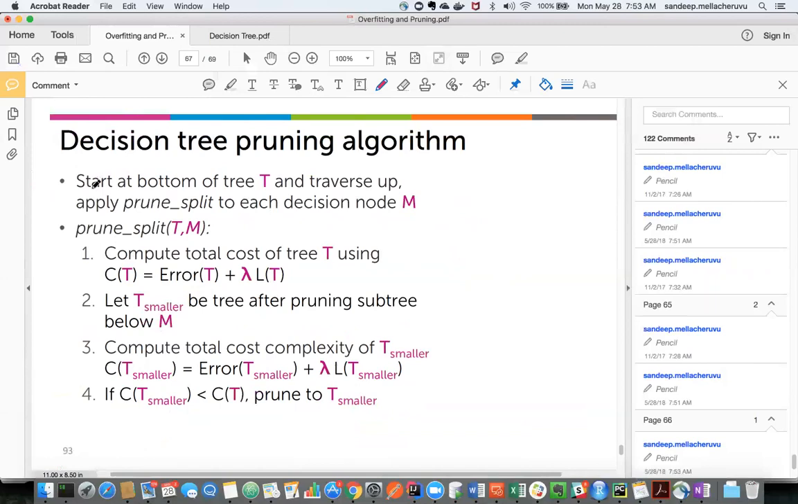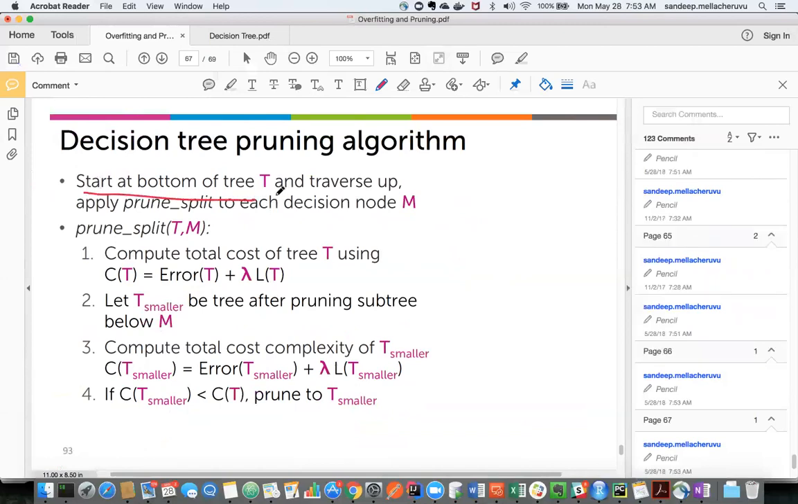So start at the bottom of the tree. That's what I have mentioned. And traverse up. You keep on going up and apply this method, prune split, for each decision node. How to do that? First, initially compute the total cost. Cost is nothing but the current error of the entire tree plus lambda times the total number of leaves in the entire tree. From that you get a total cost.